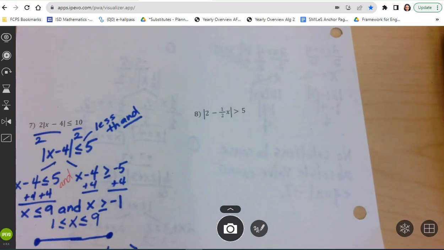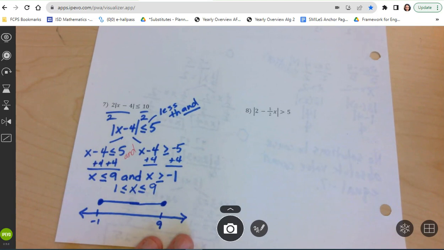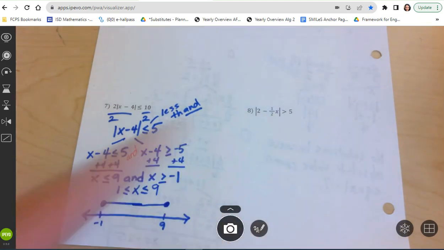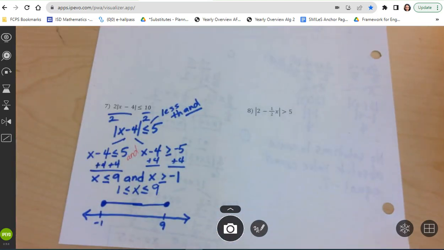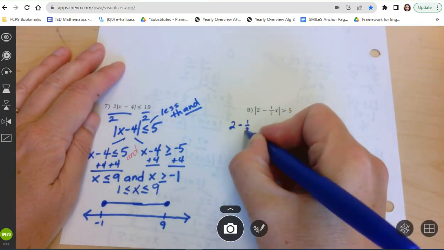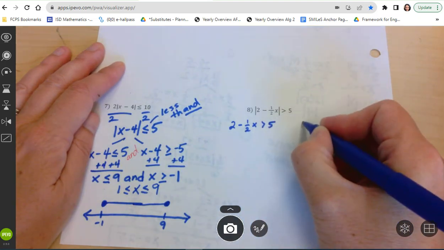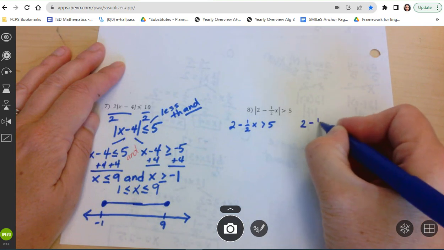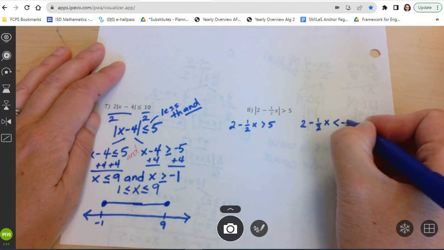All right, in number 8, is the absolute value isolated? Number 8. Yes, the absolute value is isolated. There is nothing else on the left side of the inequality. That means we can write it twice right now. So I'm going to write 2 minus half x greater than 5, and 2 minus half x less than -5.